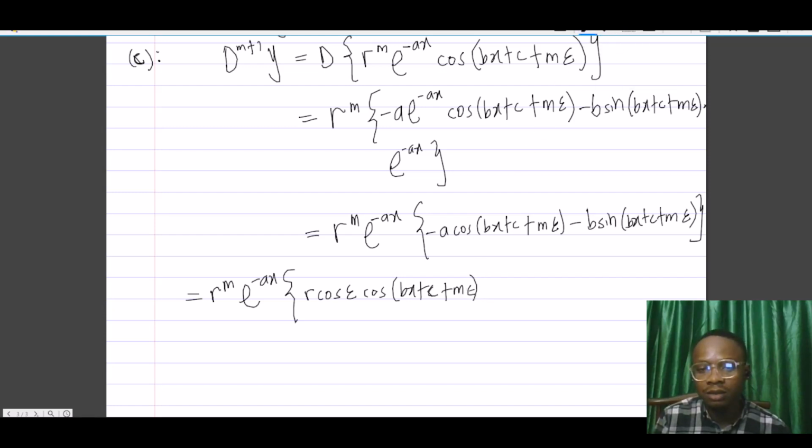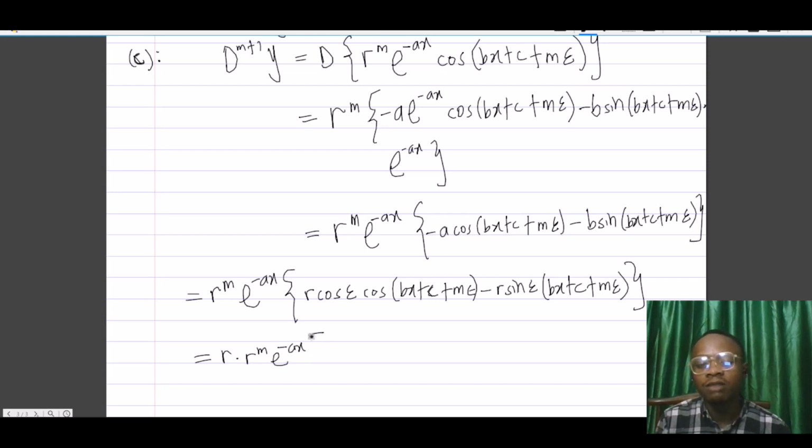So this is epsilon, then b is r sine epsilon, so this is minus r sine epsilon into bx plus c, then plus m epsilon, then close the bracket. So basically this is what we have left. We can now see again that r is common to both of them, so we can move out another r. This will be r multiplying r to the power of m, then multiplying e to the power of minus ax.